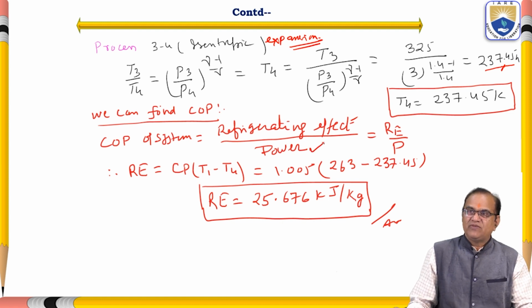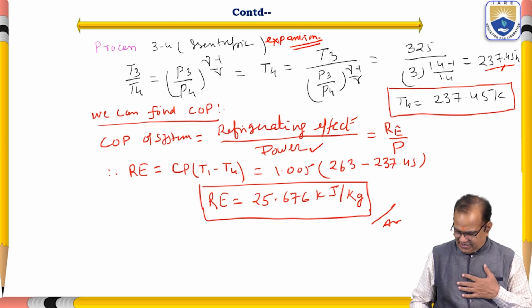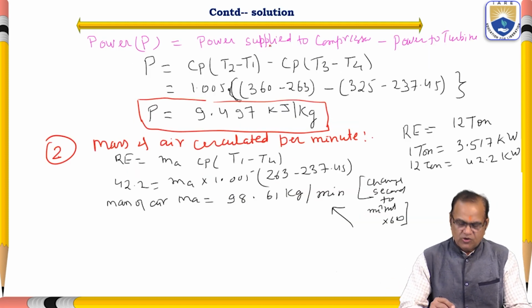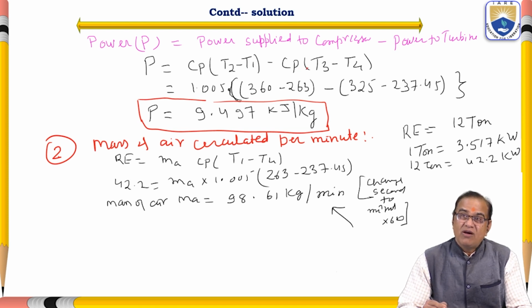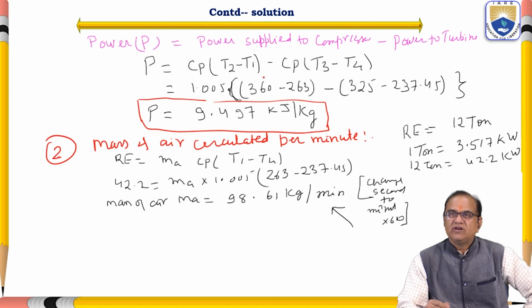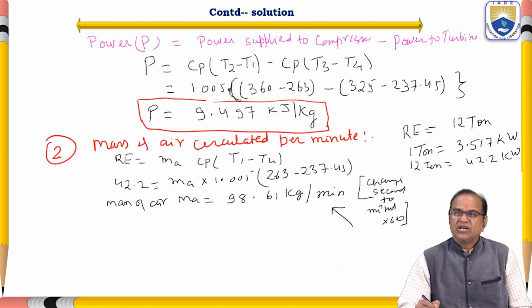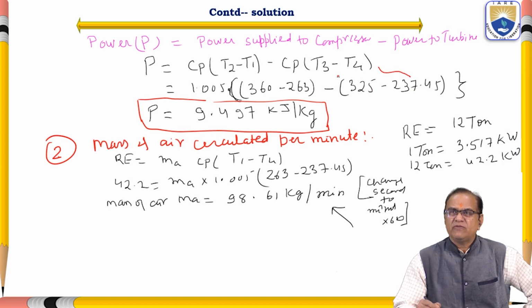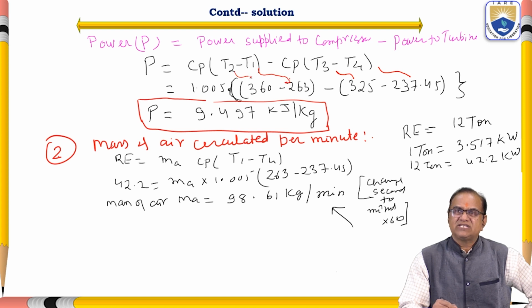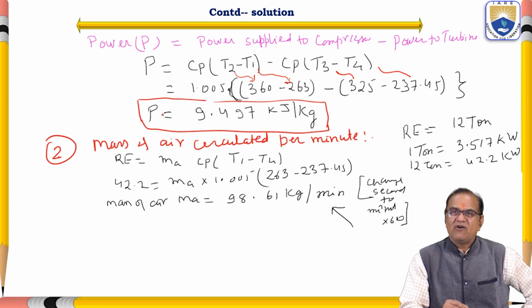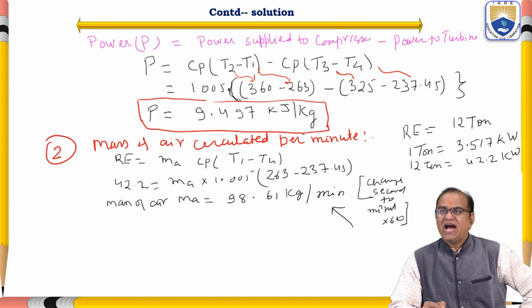Now how much is the power that we have to supply? We got the refrigerating effect. Now power is equal to the power supplied to the compressor minus the power given by the turbine. Power for the compressor is Cp (T2 minus T1), and the power from the turbine, which is given to the compressor, is Cp (T3 minus T4). So 1.005 times (360 minus 263) minus (325 minus 237), where T4, T3, T1 and T2 are as noted. Putting in the values, we got the power P equal to 9.497 kilojoule per kg.